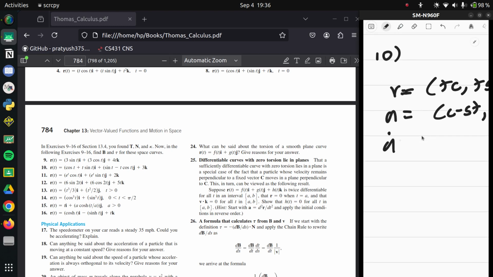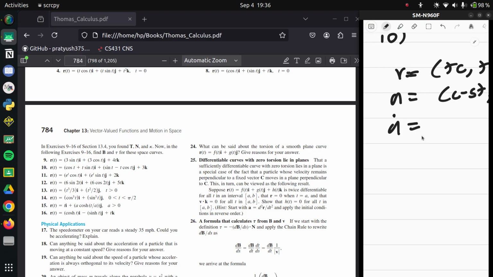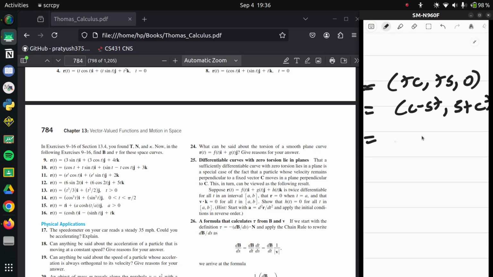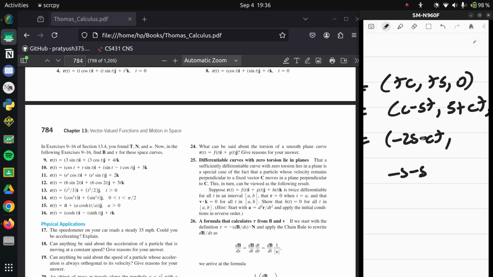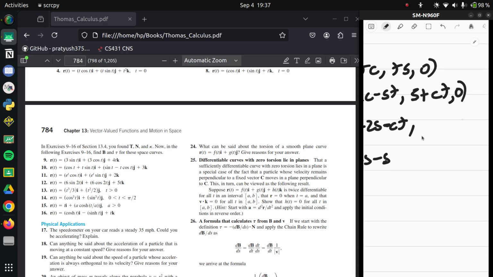Your a dot, we should really call that something. What is the jerk usually called? No idea, but yeah, so this is minus s and then minus cosine t, minus 2 sine minus cosine t, and this stuff is 2 cosine minus sine t comma 0.